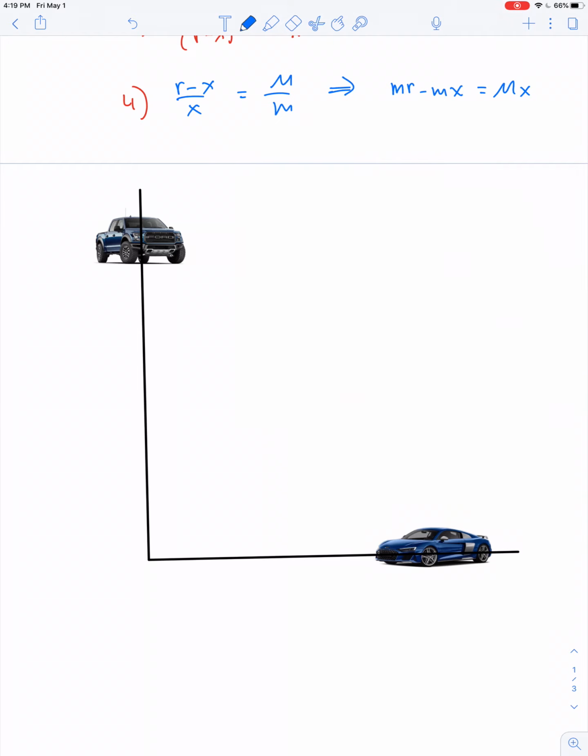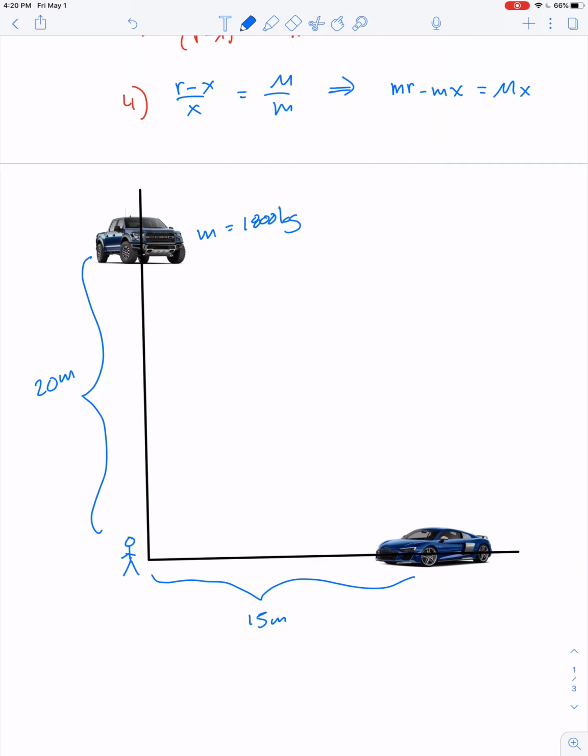What if you were standing at some point and you look to the north and you see a Ford F-150 parked at a distance of 20 meters away, and we'll say the mass of a F-150 is about 1,800 kilograms. You look directly to the east, and an Audi R8 is parked 15 meters away, and the Audi has a mass of about 1,500 kilograms. Then what's the net gravitational force acting on you?